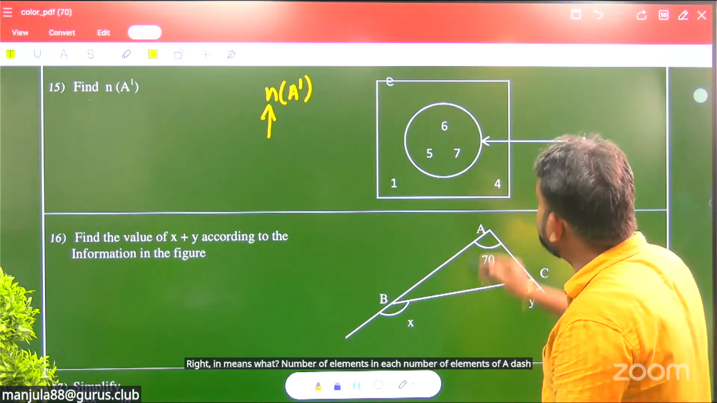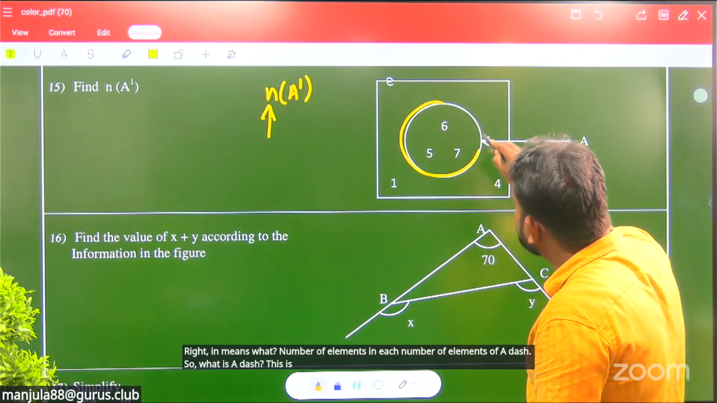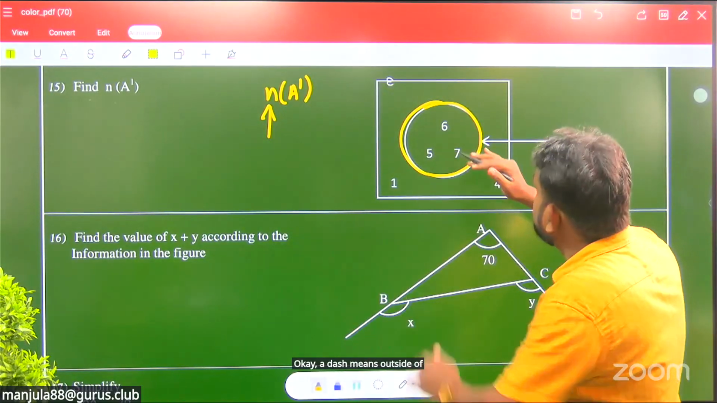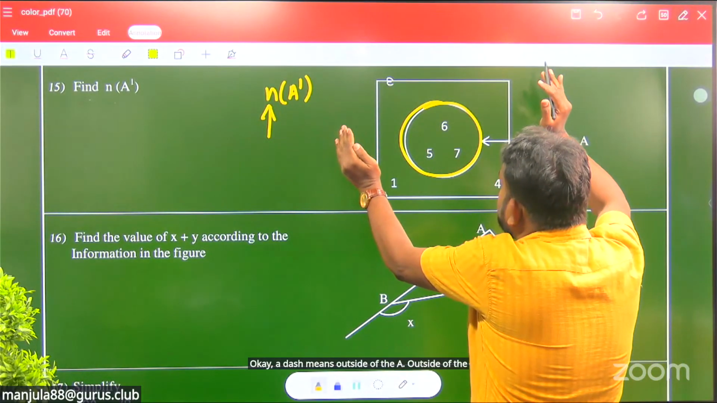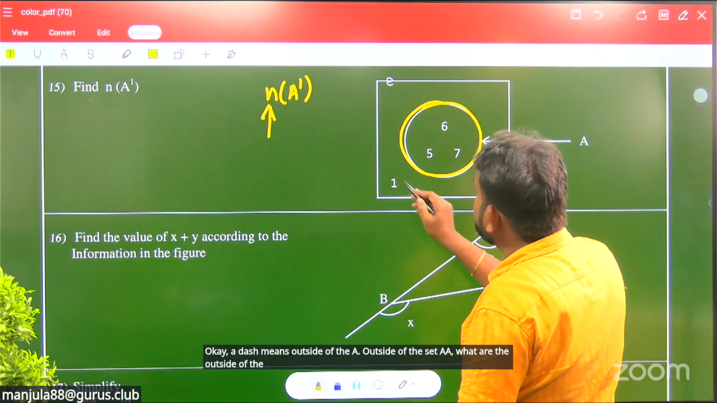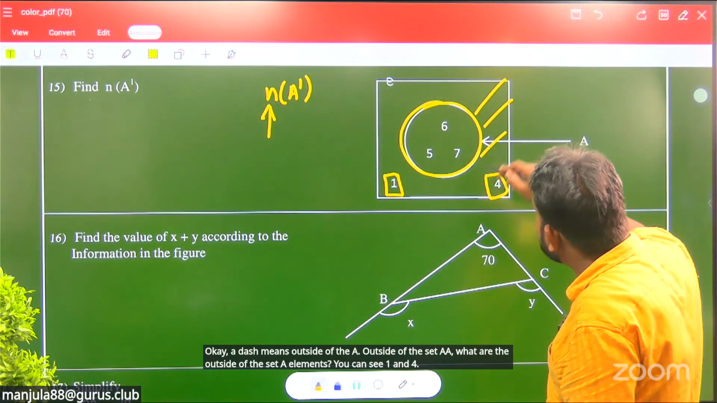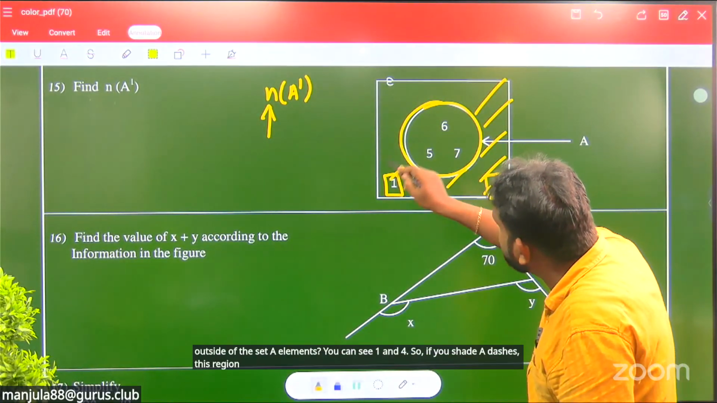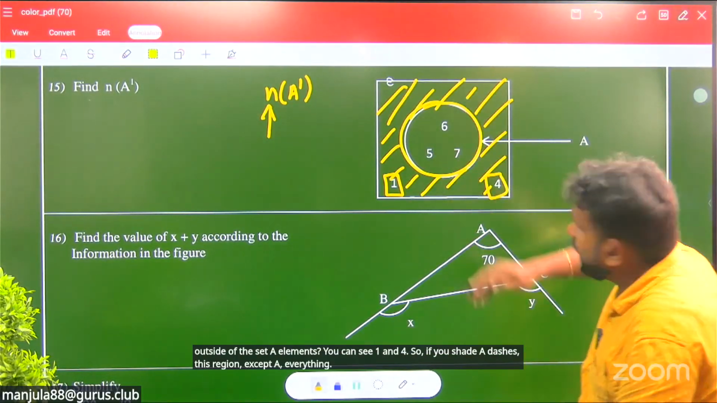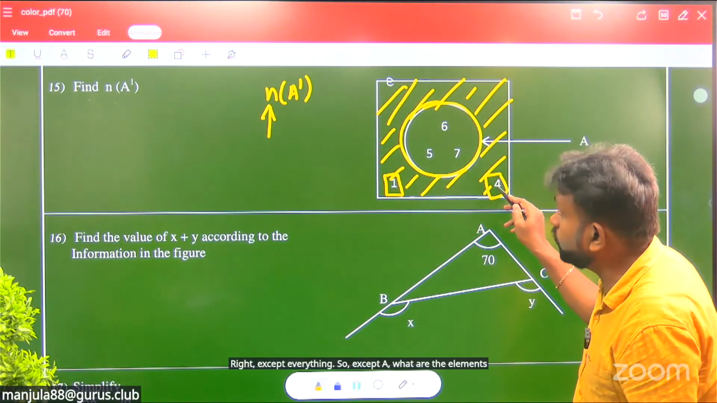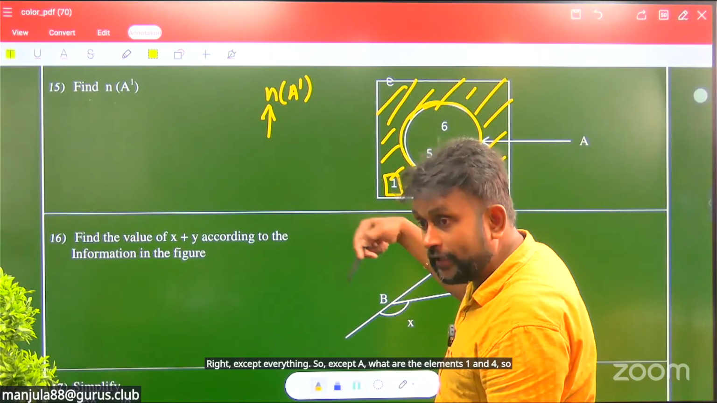So what is A dash? This is the set A. Okay, A dash means outside of the A. Outside of the set A, what are the elements? You can see 1 and 4. So if you shade A dash, this region is everything except A. So except A, what are the elements? 1 and 4. So they are asking for the number of elements.